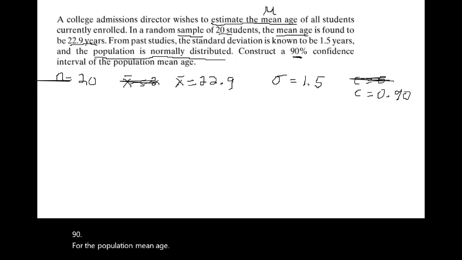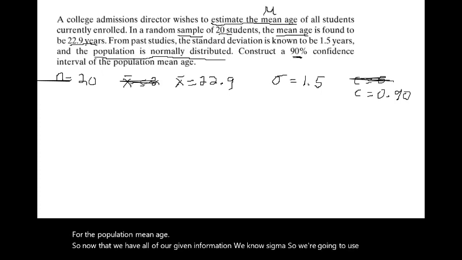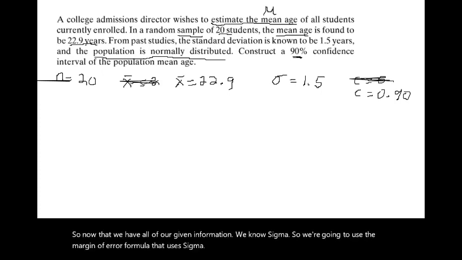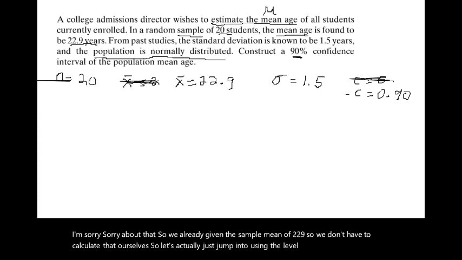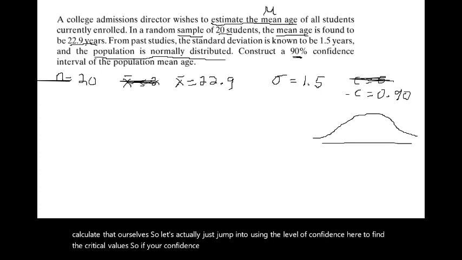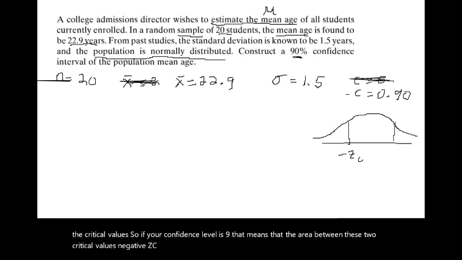So now that we have all of our given information, we know sigma, so we're going to use the margin of error formula that uses sigma. We are already given the sample mean of 22.9, so we don't have to calculate that ourselves. So let's jump into using the level of confidence to find the critical values. If your confidence level is 0.9, that means that the area between these two critical values, negative ZC and positive ZC, is going to be equal to the level of confidence, which is 0.9.